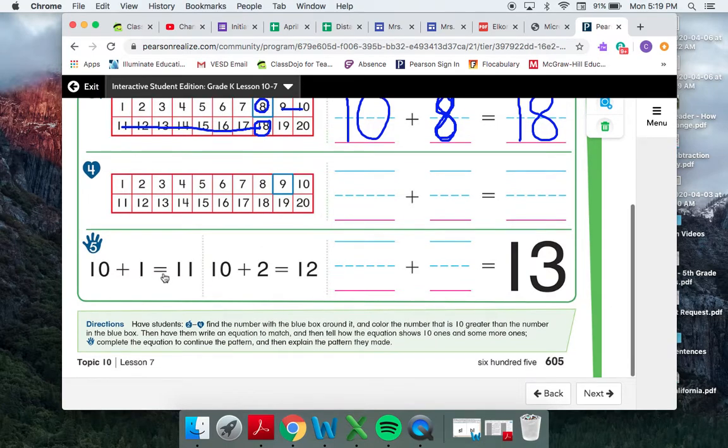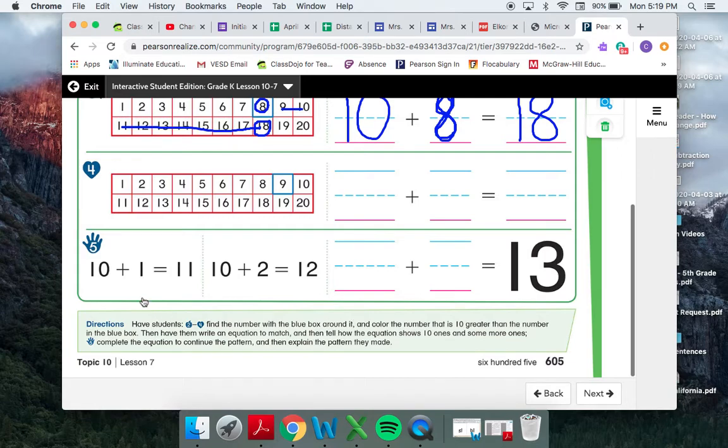And on this problem right here, this one says complete the equation to continue the pattern. So here they need to recognize that we started with a 10 plus 1 equals 11, 10 plus 2 equals 12. These first numbers stay the same, so this number should stay the same as well. It should be a 10. Okay, let's check the pattern in the second number spot. 1, 2, what should go here? They should continue the pattern. It should be a 3.